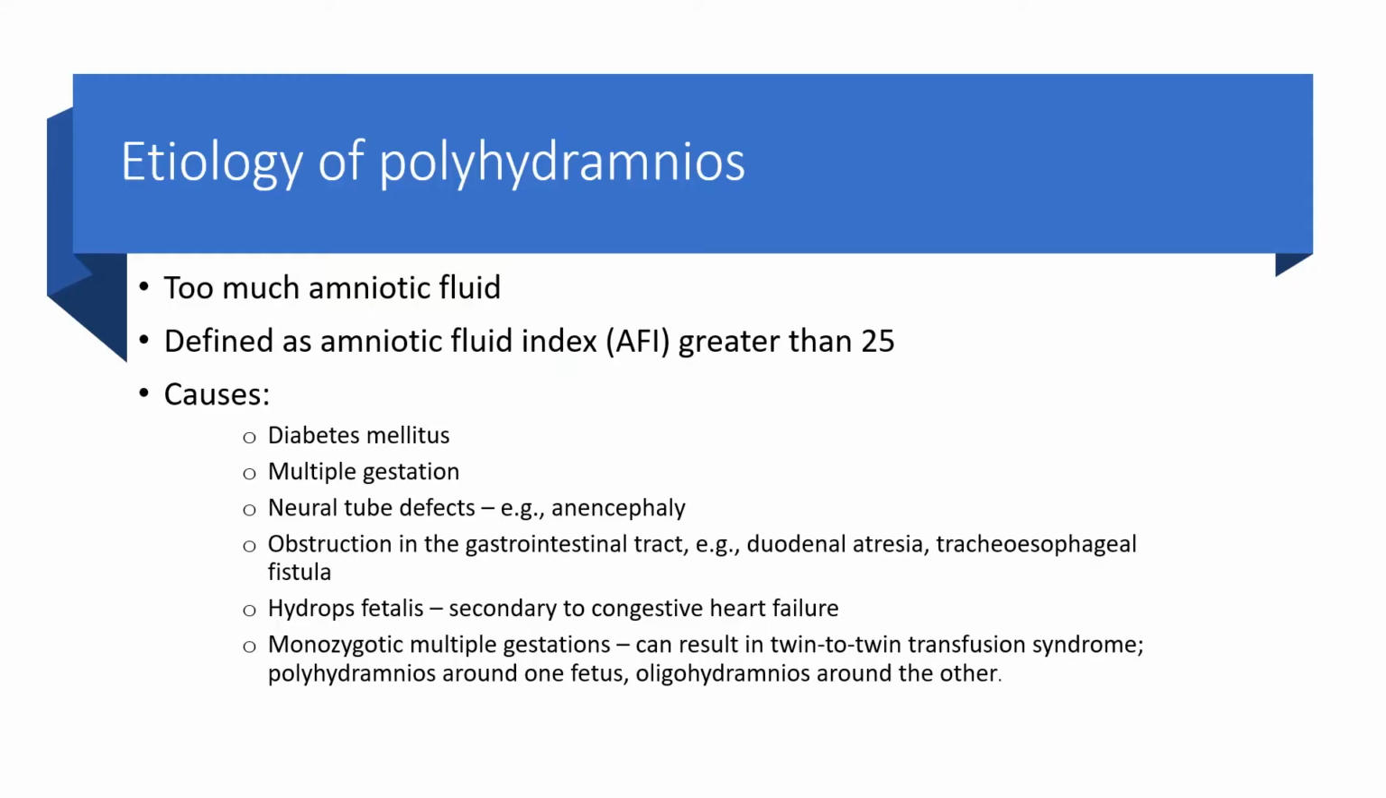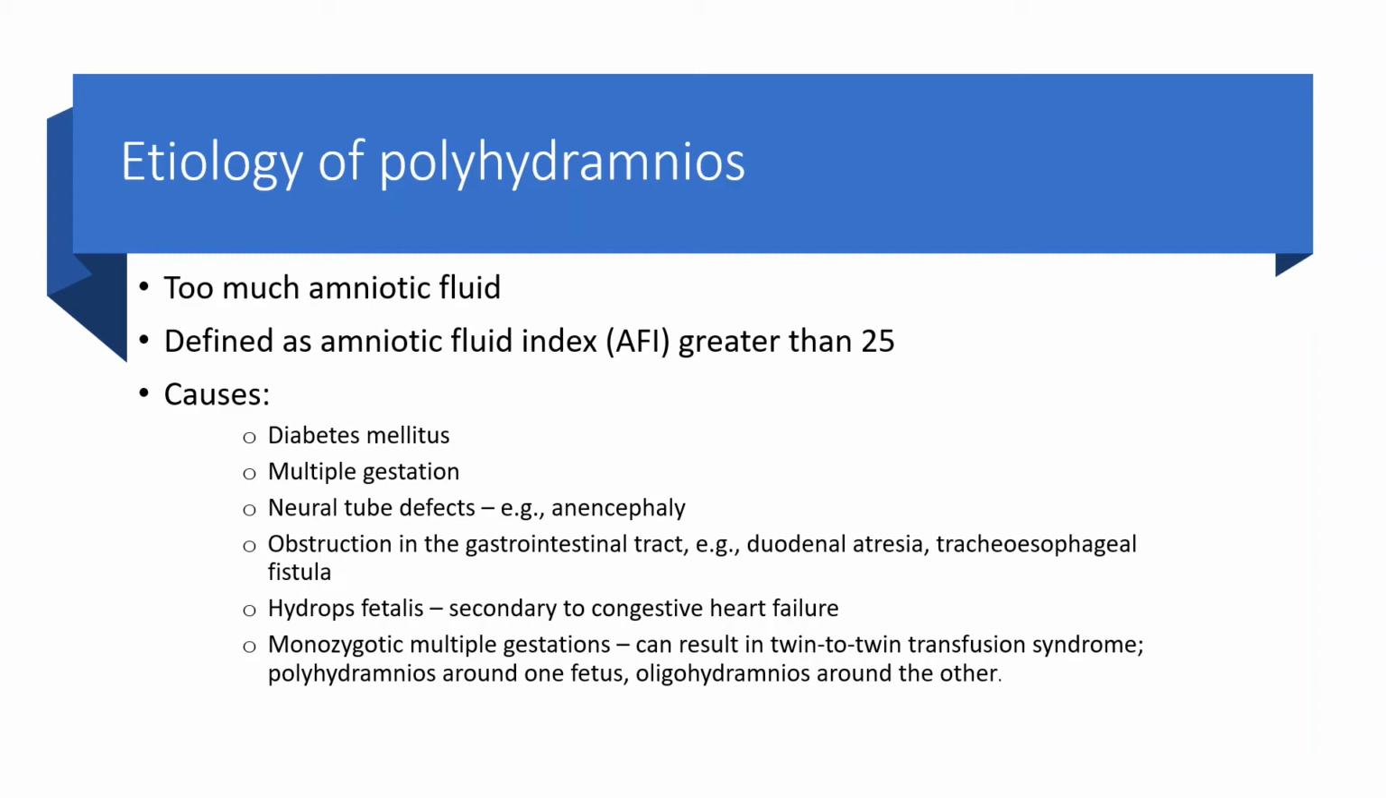So when you talk about polyhydramnios, as I said, this is too much amniotic fluid, right? So if you measure the amniotic fluid index, it is greater than 25. What are the causes of polyhydramnios? Diabetes mellitus is a common cause of polyhydramnios. Multiple gestation is also a common cause.